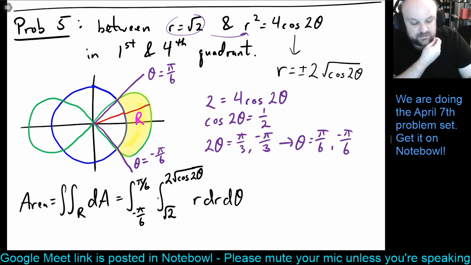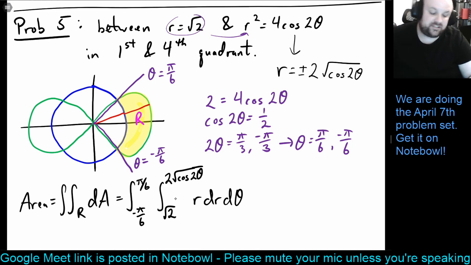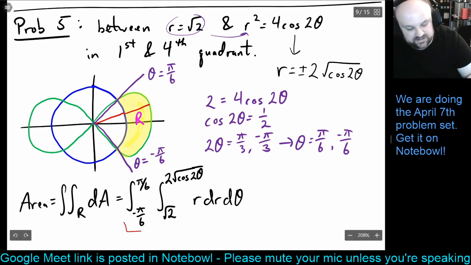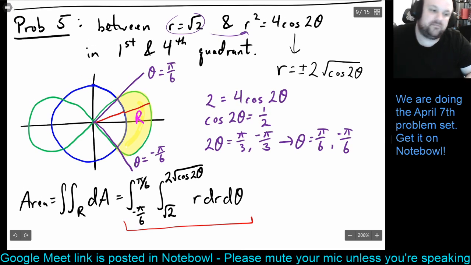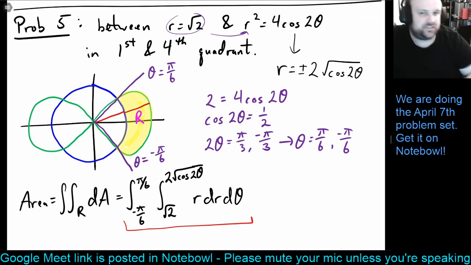Now you could compute this by hand. This would actually be doable by hand despite the square root of cosine thing there. But not terribly worried about that. Again, the most interesting part of this is setting up the bounds. So on that part, is there any question?